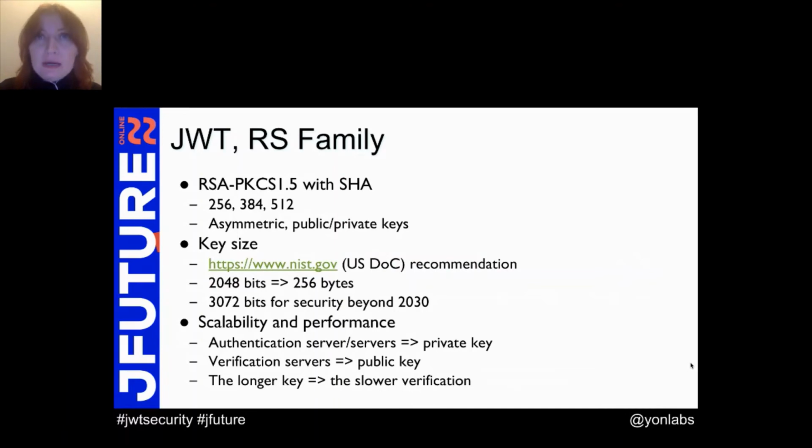In case of RSA with SHA, the recommended key length is 2K bits at minimum. And in case of RSA, it's an asymmetric algorithm. It uses separate public and private keys. Only authentication servers store the private key, and verification servers use only the public key to verify tokens. Therefore, in case of a scalable infrastructure, the attack surface is decreased.